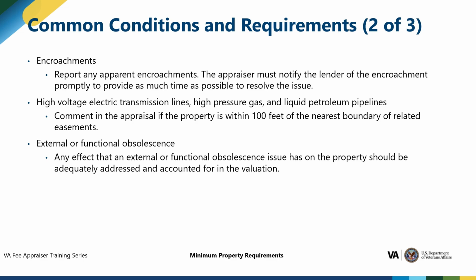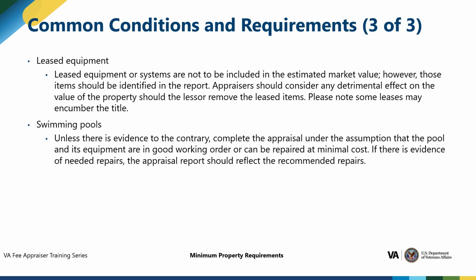Examples of functional obsolescence are a bedroom only accessible by passing through another room, a 5-bedroom home with only one bathroom. Leased equipment. Leased equipment or systems are not to be included in the estimated market value. However, those items should be identified in the report. Appraisers should consider any detrimental effect on the value of the property should the lessor remove the leased items. Please note some leases may encumber the title.